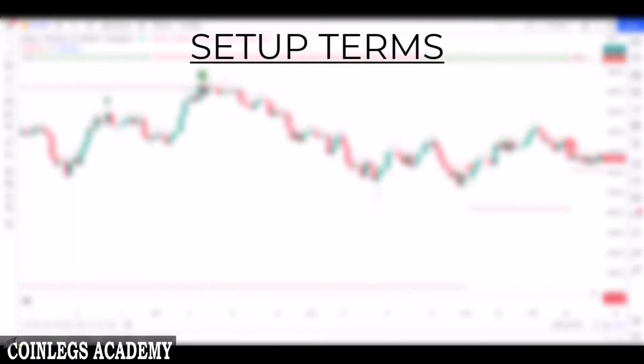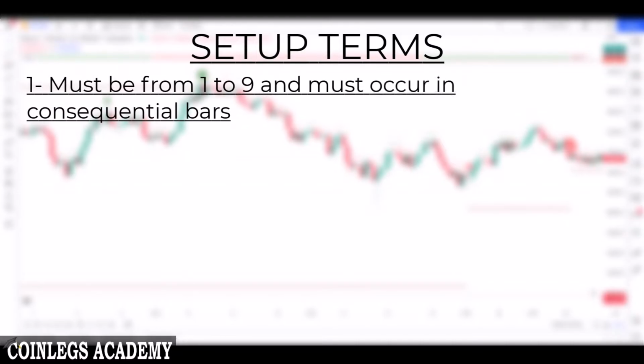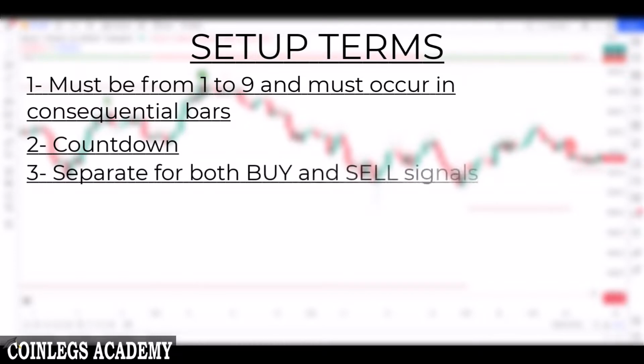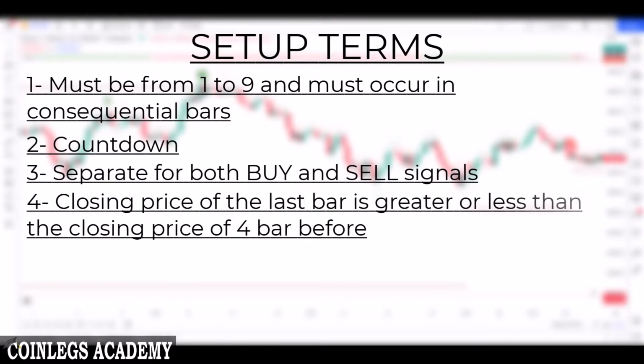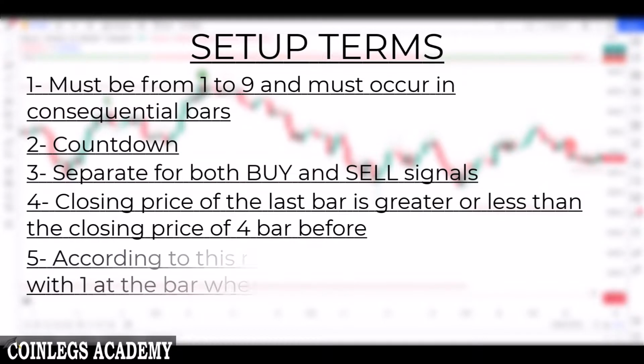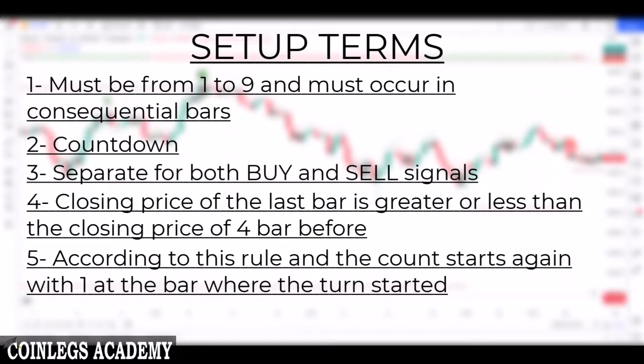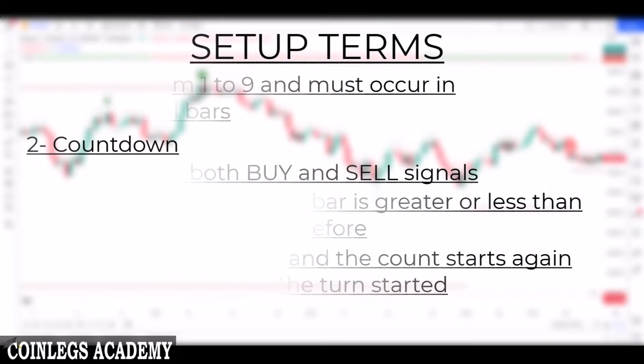Now let's look at the terms of the setup part for better understanding. First, the setup must be from 1 to 9 and must occur in consecutive bars. If this state is completed by 9, the second stage, Td countdown, can start. There are separate setups for both buy and sell signals. Countdown is made each time according to whether the closing price of the last bar is greater or less than the closing price of 4 bars before. Downtrend or uptrend price turns are interpreted according to this rule, and the count starts again with 1 at the number where the turn started.